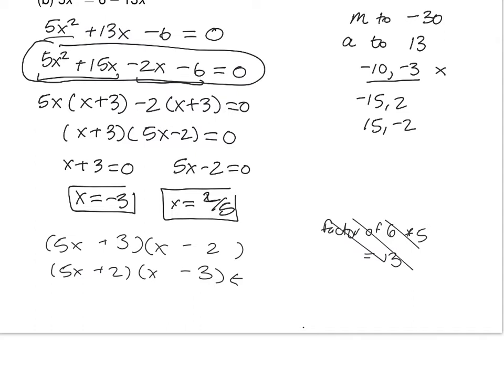The second one is closer, isn't it? How you'd be able to tell is you would get plus 2x, and then you're going to get minus 15x, which makes negative 13. It's awfully close to positive 13, right? And once you get the opposite sign for your middle term, you just flip-flop these signs, as in put the minus with the 2 and put the plus with the 3. So if you can guess and check, that's the faster way.